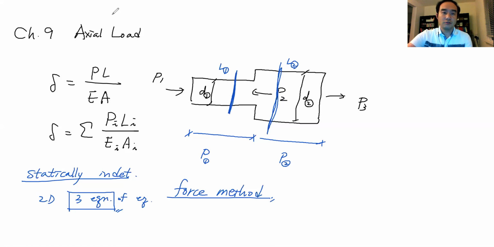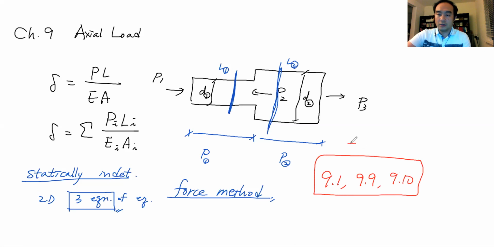So you can practice through these practice problems from chapter 9: 9.1, 9.9, and 9.10. These are the example problems from your textbook, and the entertainment package problems will be a good starting point. Okay. All right.